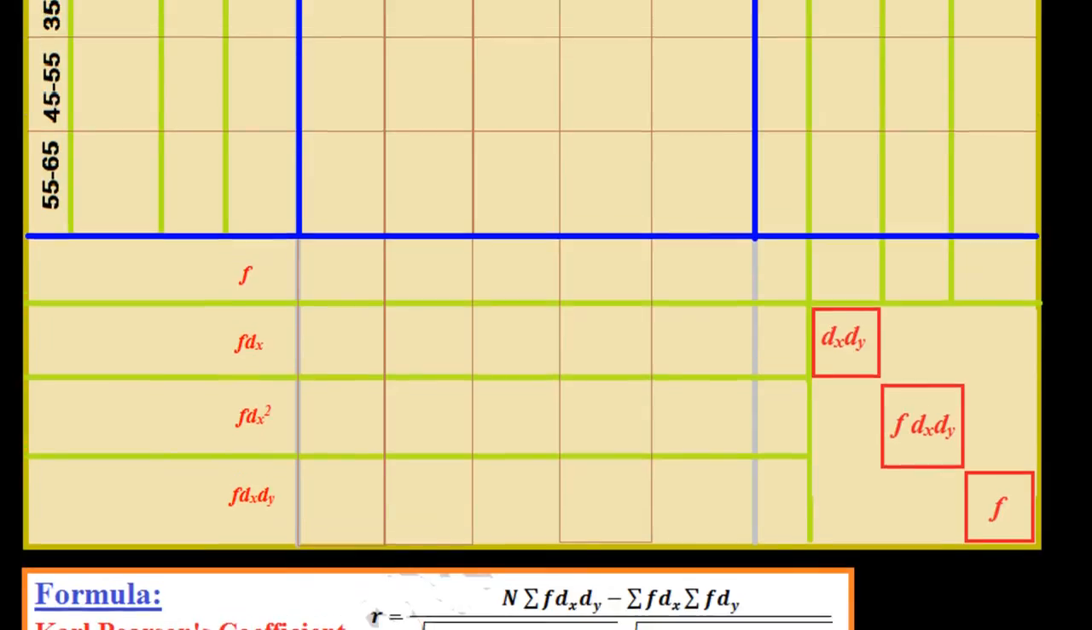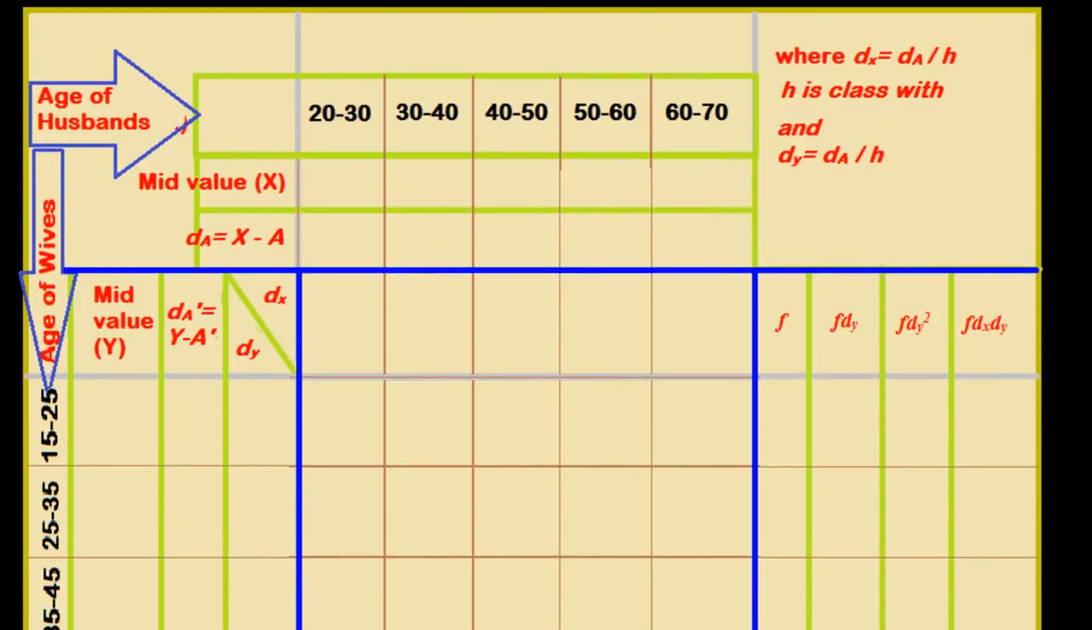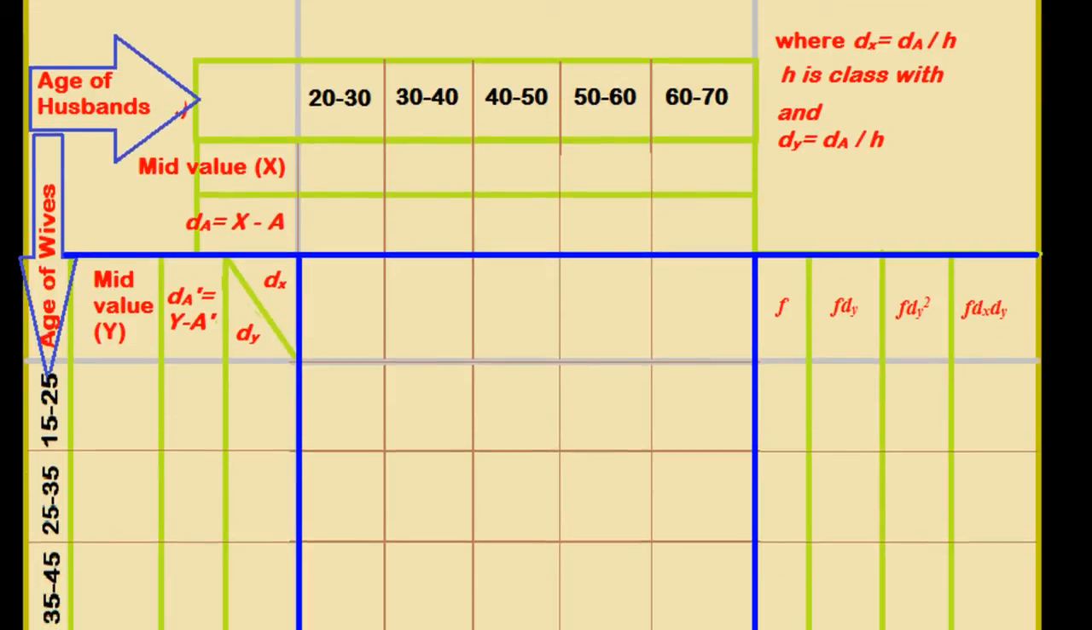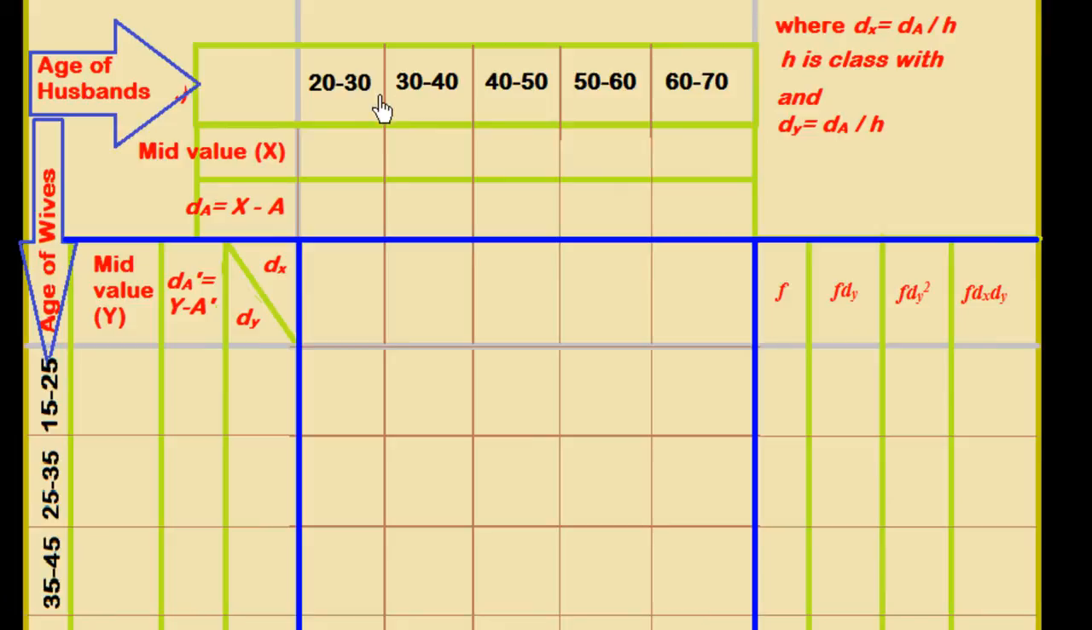So first I would start with the frequencies, or rather, we first find out the mid values of these. So we are going to write down the mid value. Here 20 plus 30 is 50, and 50 divided by 2, we get 25. Here we get 35, here 45, 55 and 65. This we have got here.